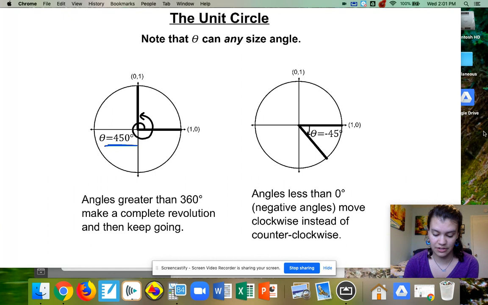So this one here in black is 450 degrees. So it went all the way around the circle once for 360 and then an extra 90 to hit up here. You can also be less than 0 and go negative. That changes the direction. So you're going clockwise here instead of counterclockwise.